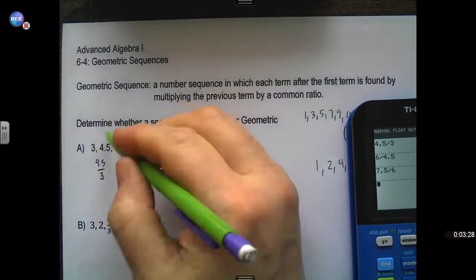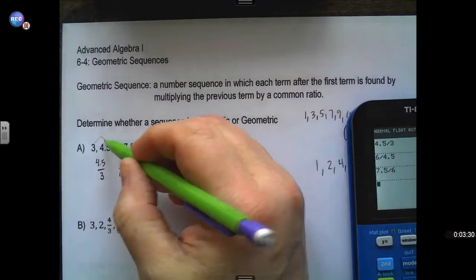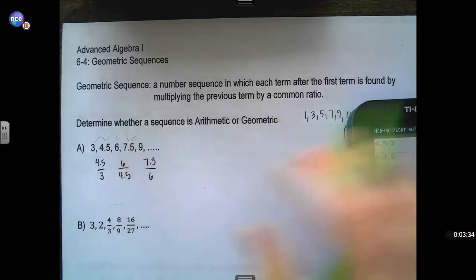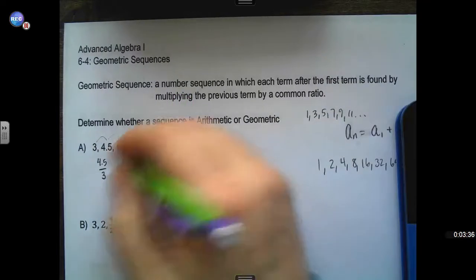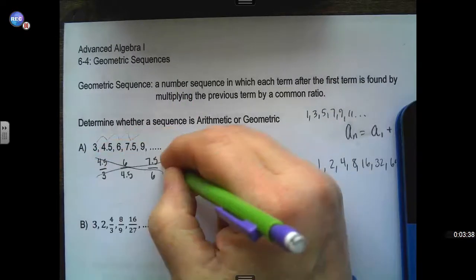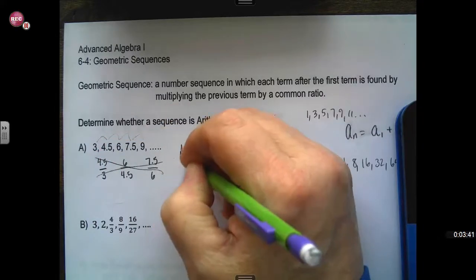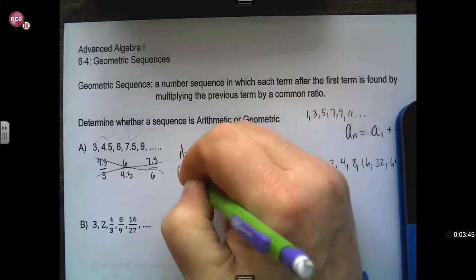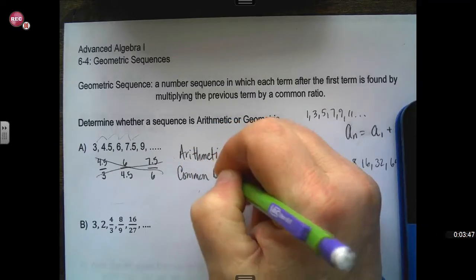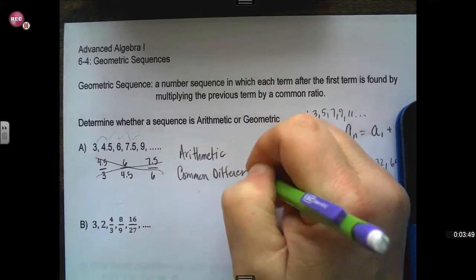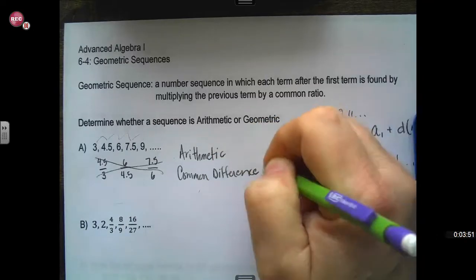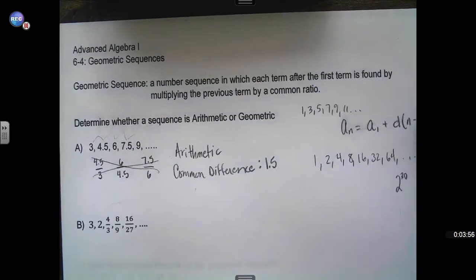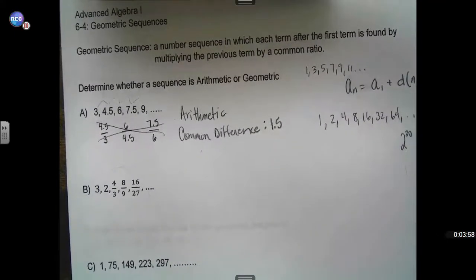If you look at it, if I add 1.5, and then I add 1.5, and then I add 1.5, and then I add 1.5, I get the next number. So not geometric, it is arithmetic. And the common difference is 1.5, because that's what I'm adding each time. Okay, so let's look at the next example.